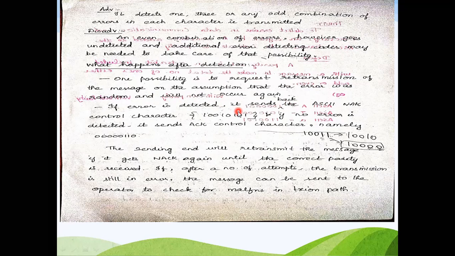If an error is detected, the ASCII negative acknowledgement control character, NAK, will be sent back to you. If no error is detected, you get the acknowledgement control character. So when you receive the control character, you can decide accordingly: acknowledgement means no error, and negative acknowledgement means there is an error. So the first attempt is to ask for retransmission, and the sender will retransmit the message if the negative acknowledgement is received.